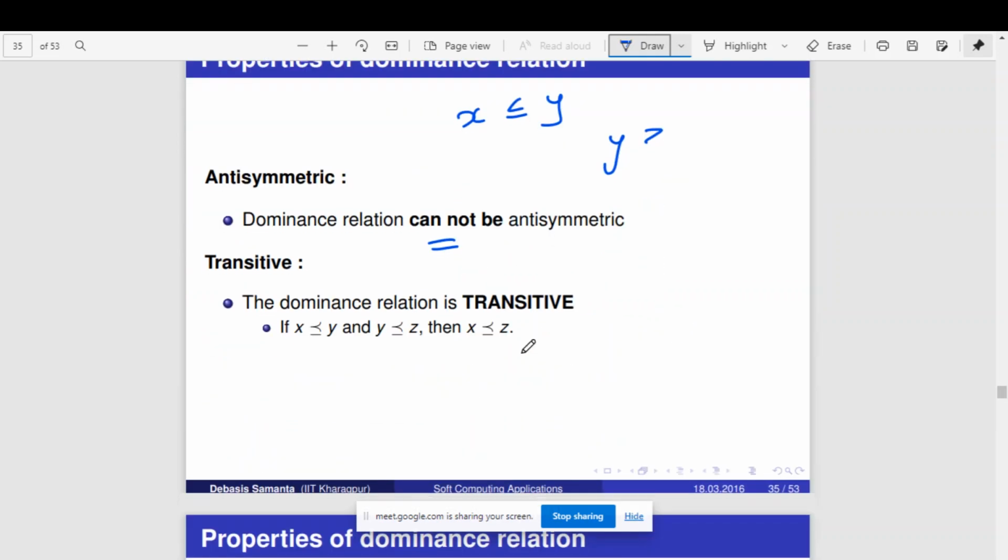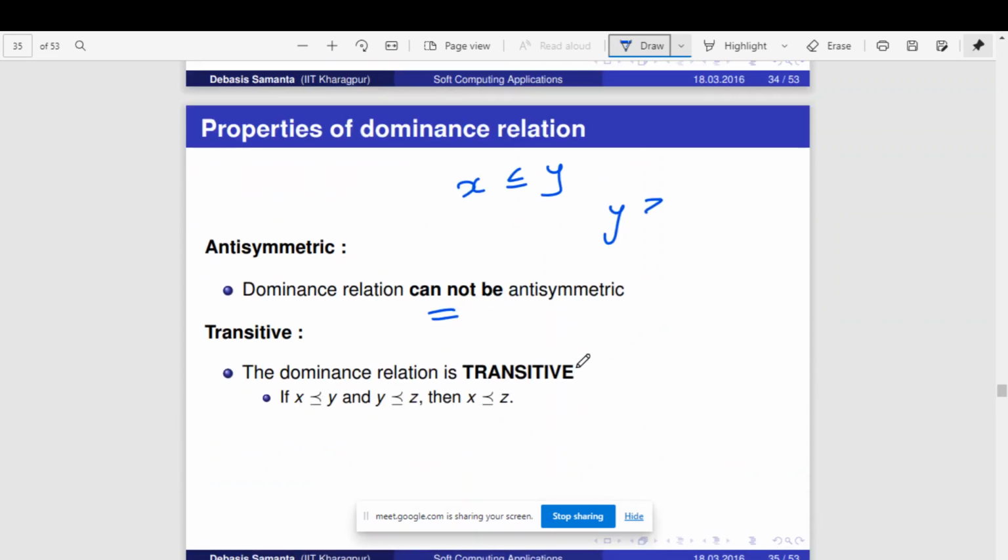Okay, the domination relation is transitive. So this is where it holds true. The dominance relation is transitive. That is, if you have a point x less than or equal to y, and another point y less than or equal to z, then it means that x is less than or equal to z. That is true. Then x will surely be less than or equal to z.